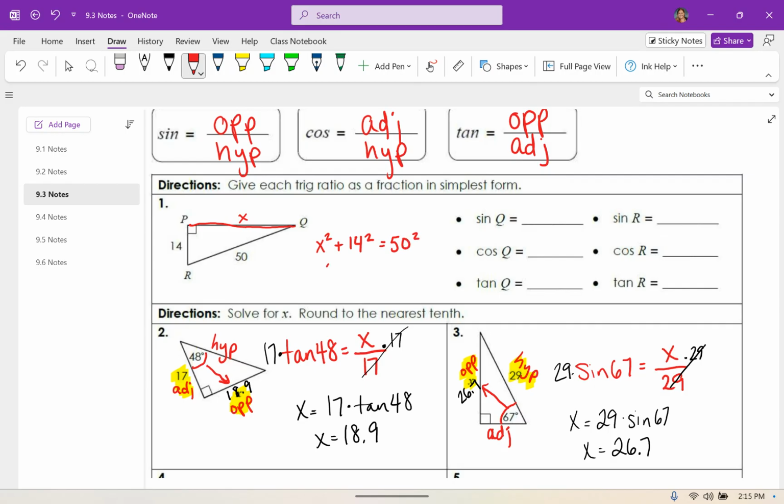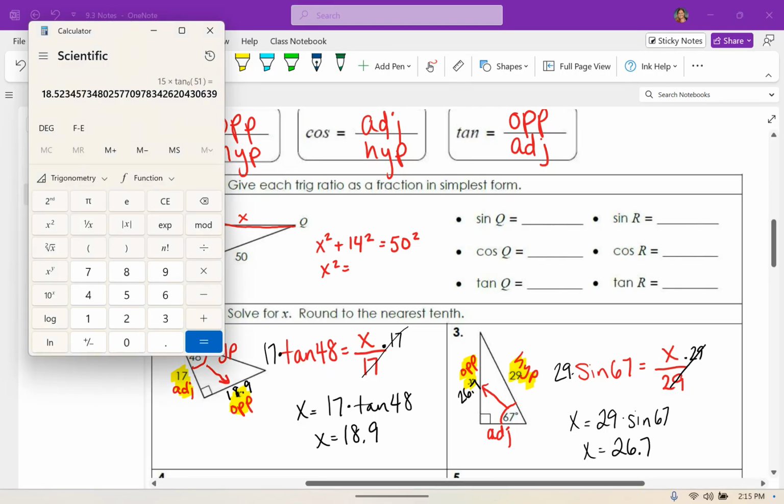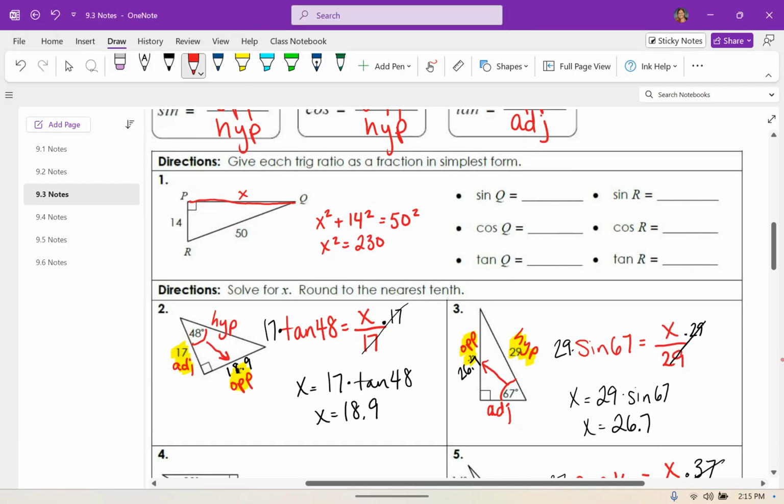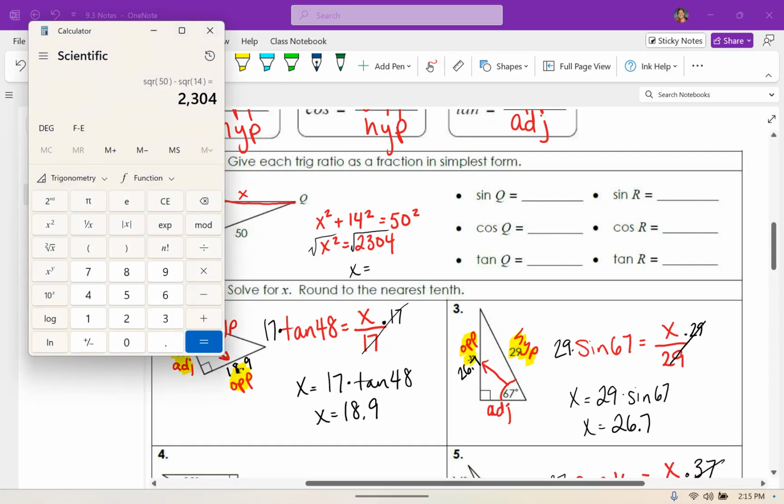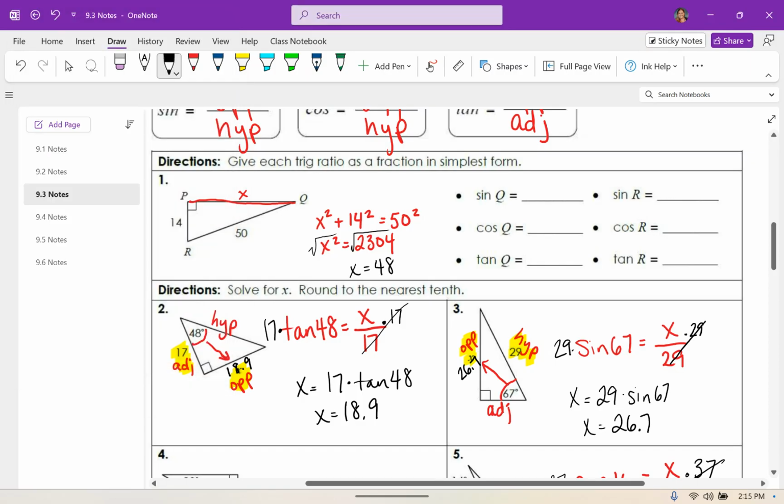So x squared equals 50 squared minus 14 squared, which is 2,304. And we take the square root. X equals the square root of this number, 48. So I'm going to erase this and just put 48.